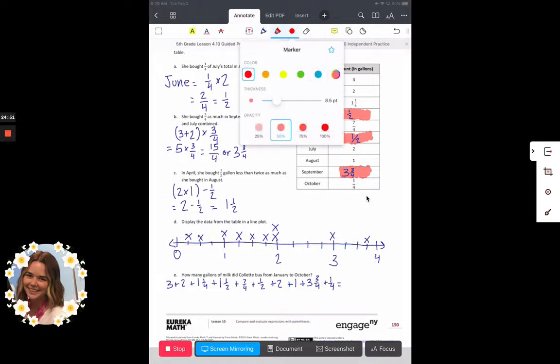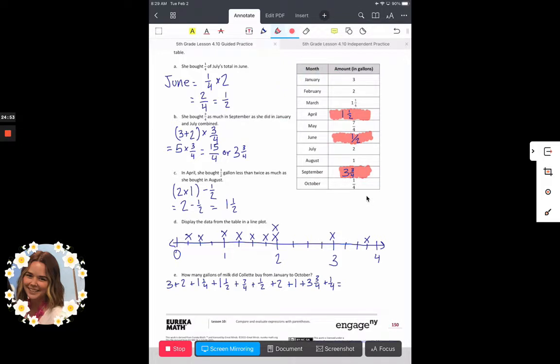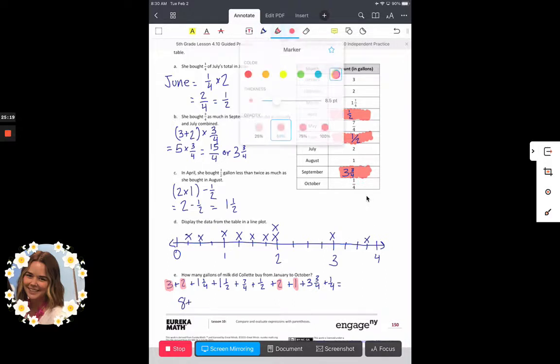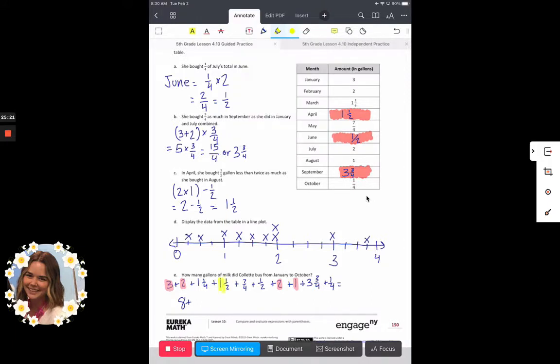So the first thing I'm going to do is find all of just my whole numbers. So I have 3, 2, 2, 1. I'm going to add those together first. So I have 3 plus 2 is 5, plus 2 is 7, plus 1 is 8. And then I'm going to find my halves and add those together. So I have 1 and 1/2. I have 1/2. So I add 1 and 1/2 plus 1/2, and I get 2.